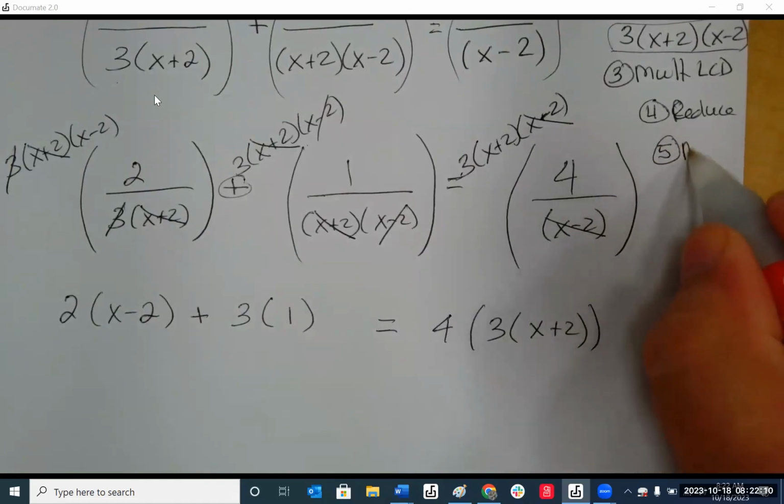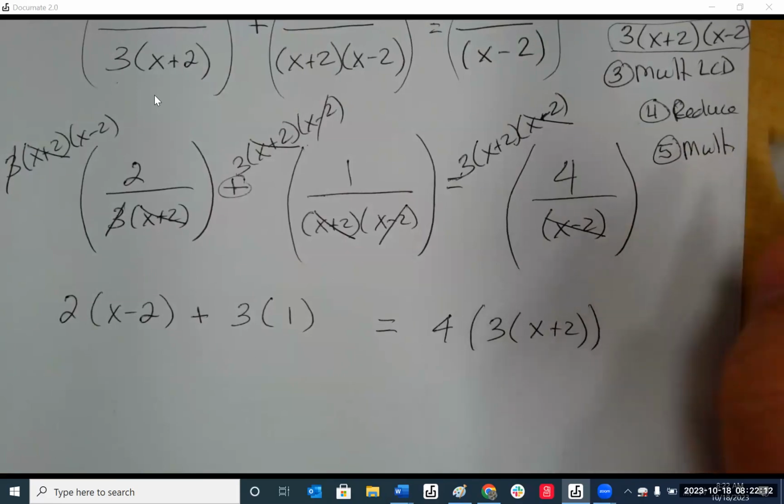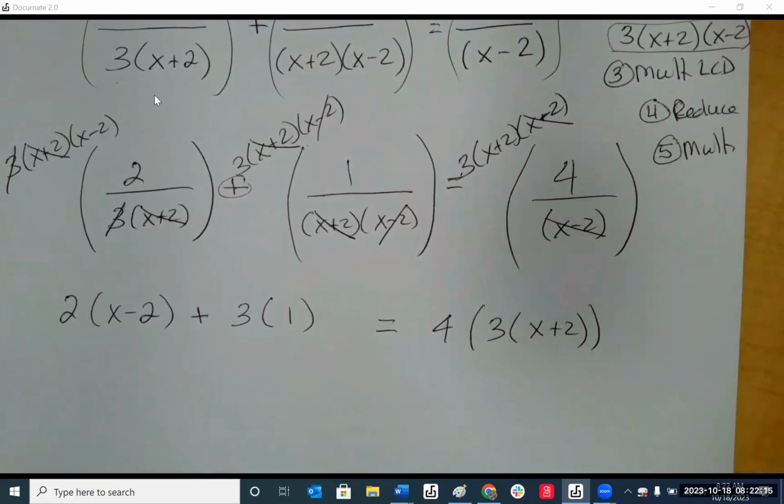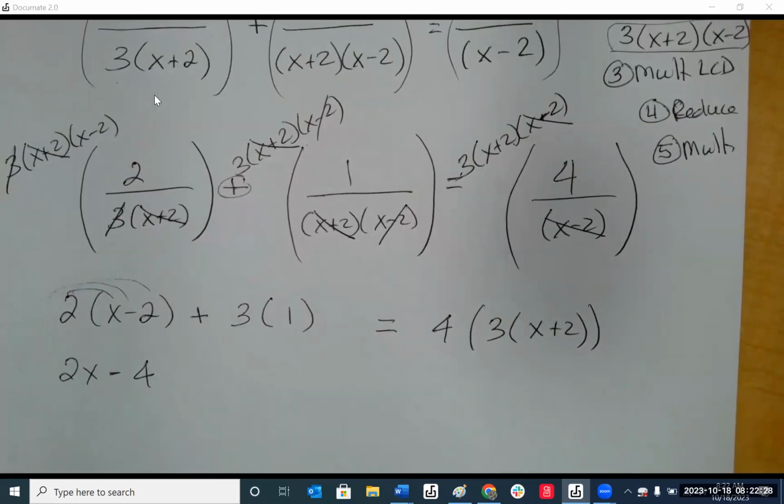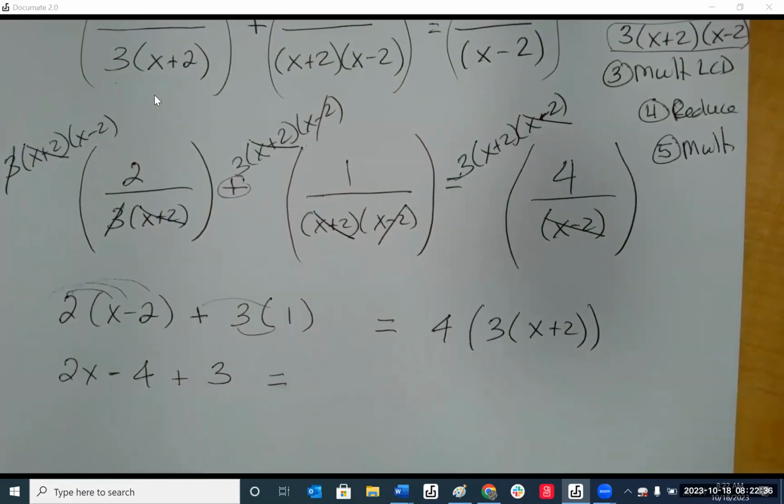Step 5 is multiply to get rid of the parentheses. So 2 times x is 2x. Positive times negative is negative. 2 times 2 is 4. Positive times positive is positive. 3 times 1 is 3. Order of operations said do inside the parentheses first. We can't do anything in here, so we get rid of parentheses.